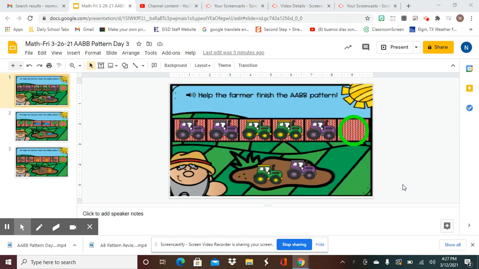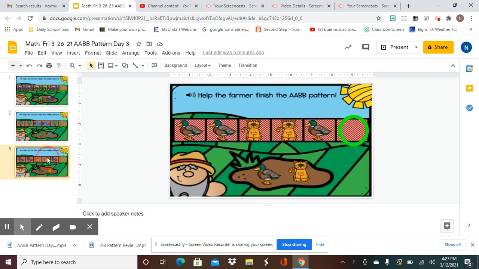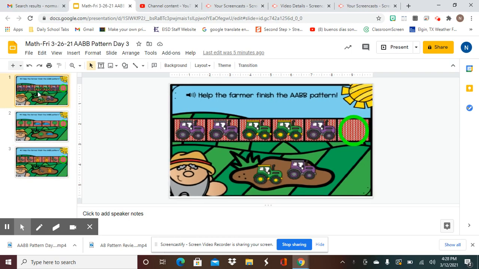Okay, boys and girls, for our homework, we are going to continue practicing our AABB patterns. And today you're going to have 3 Google slides. So 1, 2, and 3 Google slides that you're going to do. Here you will find the rule or the order of our pattern. And here's a circle that you're going to move to whatever you think is next. If you think this one's next, you're going to put the circle here. Or if you think this one's next, you're going to put the circle over here.